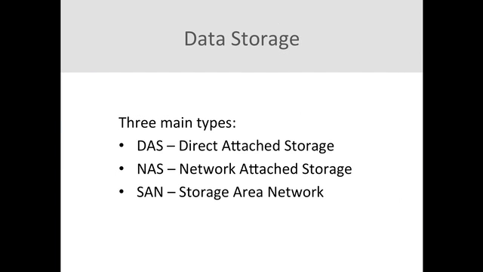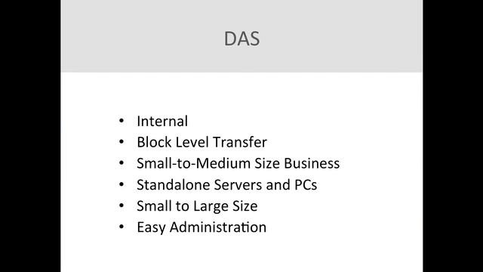Data storage, there are three main types of data storage: direct attached storage, network attached storage, and storage area network. Direct attached storage is internal. It is block level transfer. You find these mostly in small to medium sized businesses. It is found in standalone servers and PCs. This would be typical like your desktop PCs or servers.